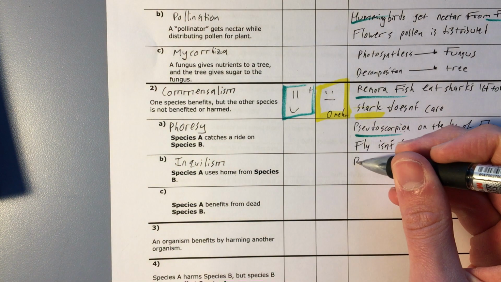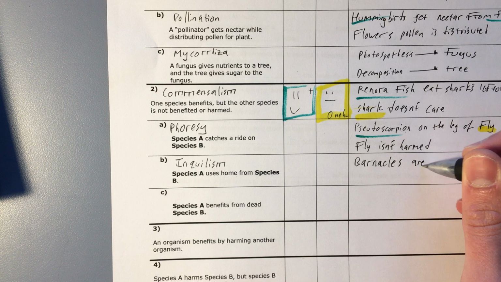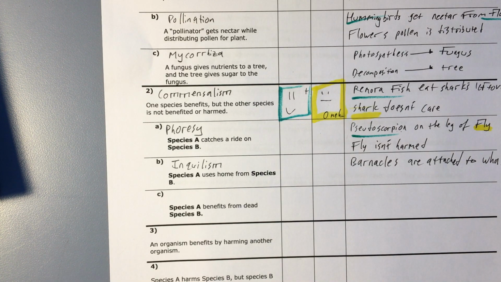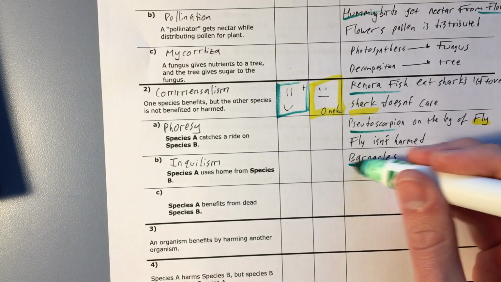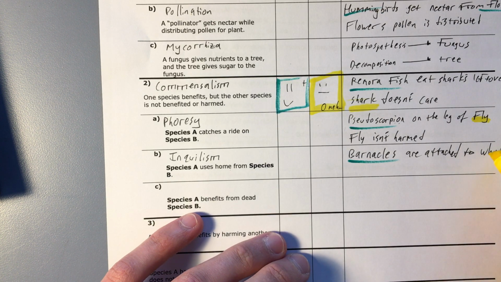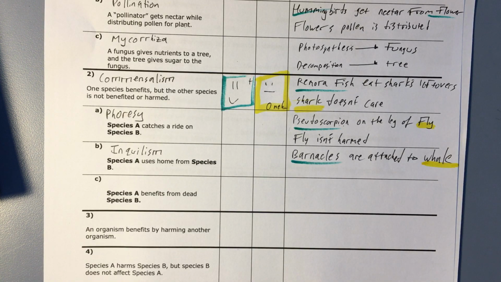So here we can say the barnacles are attached to the whale. And when that happens, the barnacles benefit because they get around, they get more food. They're able to get a lot more water contact. Whales don't really care.